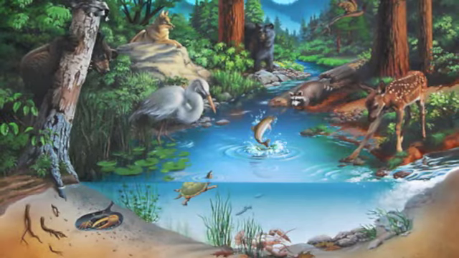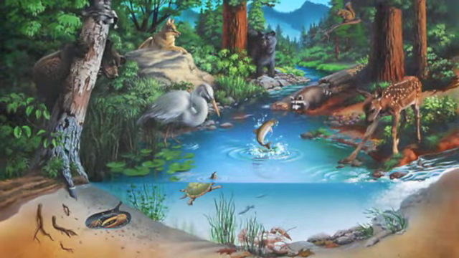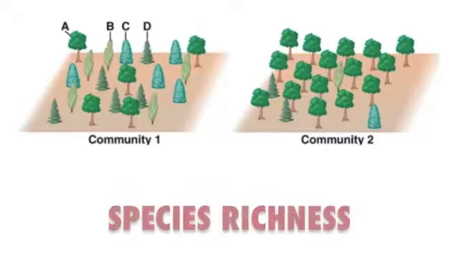So what is a community? A community is simply all of the species living in a particular area interacting either directly or indirectly. We can analyze the structure of a community in two ways. Here are two different communities. One way we can look at these communities is in terms of species richness. This is simply the number of different species. If we compare our two communities, they have the same species richness. Community 1 has 4 different plant species, and Community 2 also has 4 different plant species.